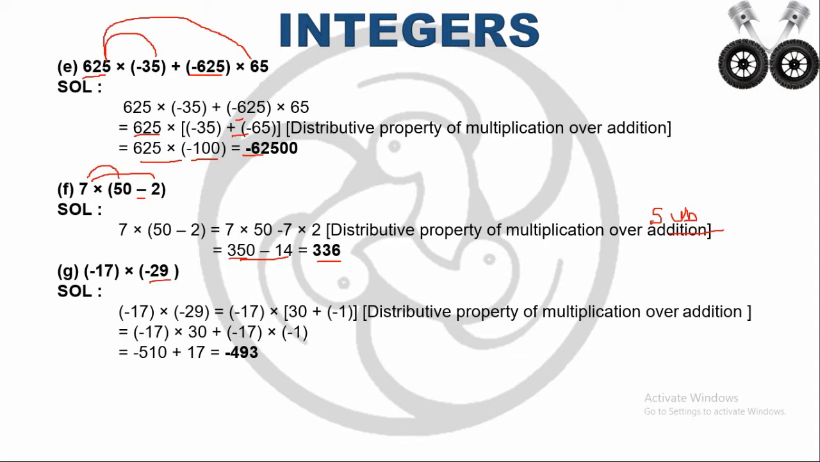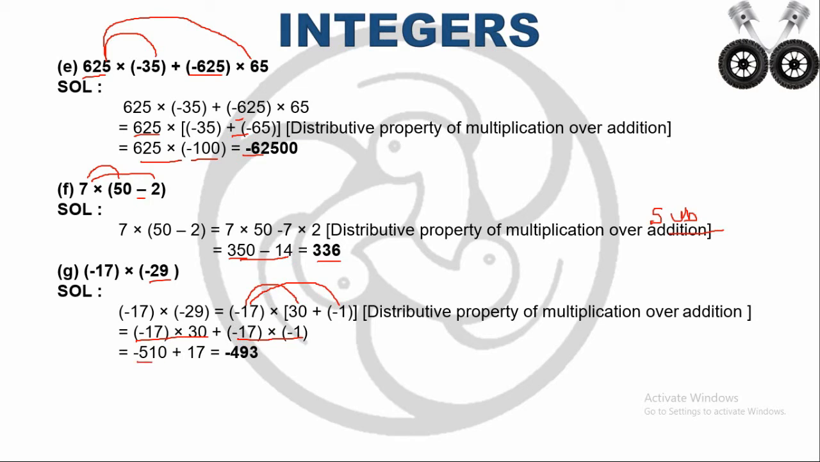So now minus 17 is distributed to 30 as well as to 1. So we get the answer as minus 17 into 30 plus minus 17 into minus 1. Here the two integers have different signs, so I have to put the negative sign. 17 into 30 is 510. Plus, here two integers have the same sign, so I have to put the positive sign. 17 into 1 is 17.